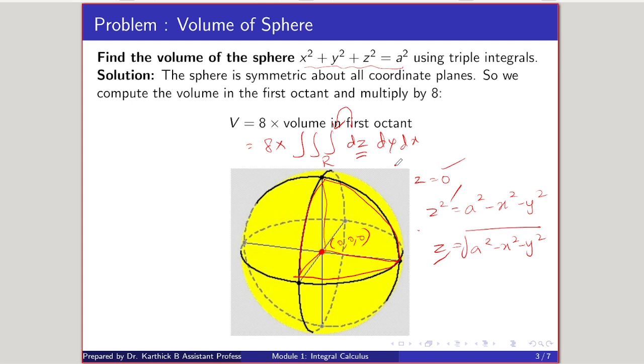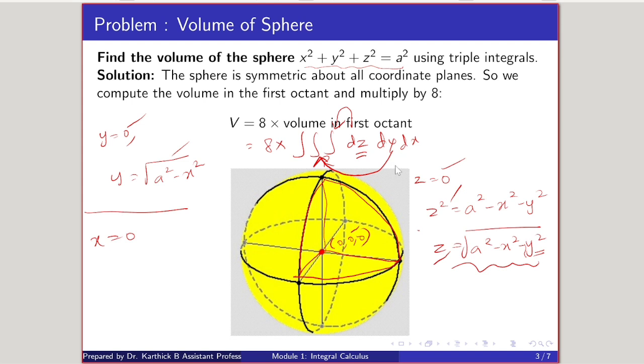Then if you go for y, I have told you that every lower limit will be 0. So you just take this and equate z to 0. Then you will get the value of y as the square root of a square minus x square. This will be the upper limit, and 0 the lower limit. If you go for x, so what is happening here? For z, the lower limit is 0 and the upper limit will be the square root of a square minus x square minus y square.